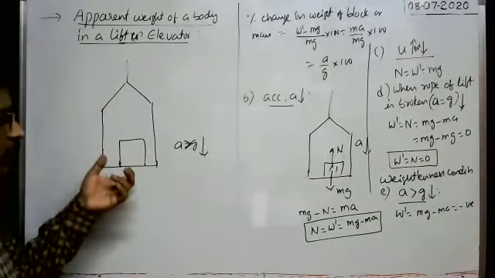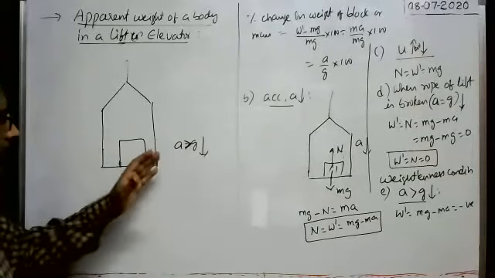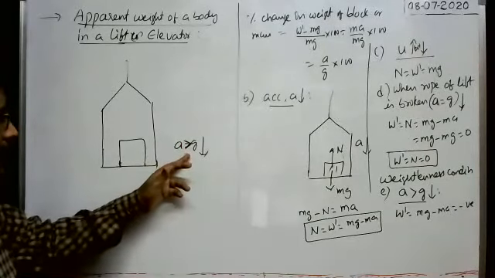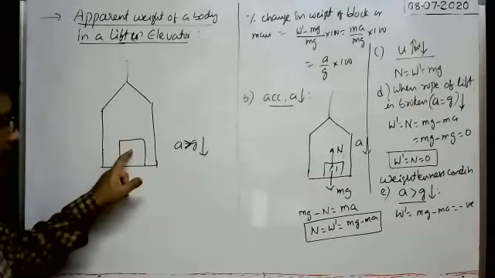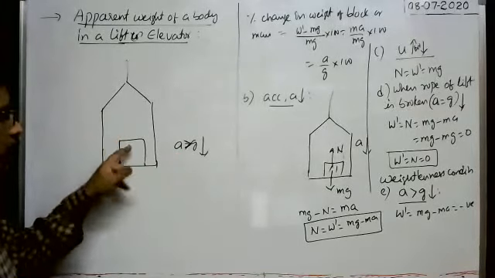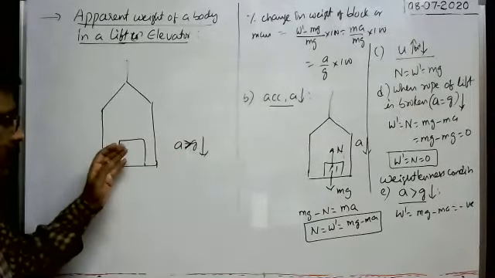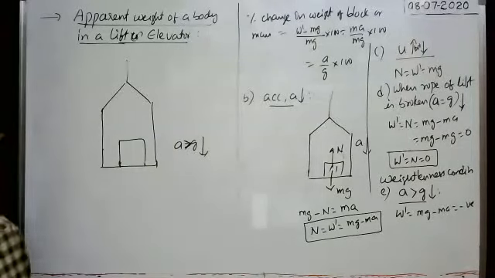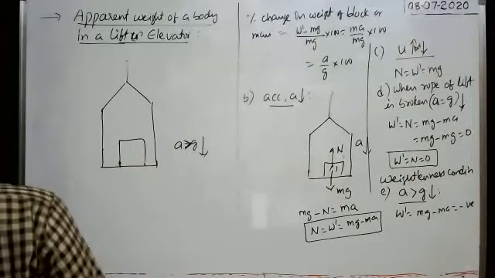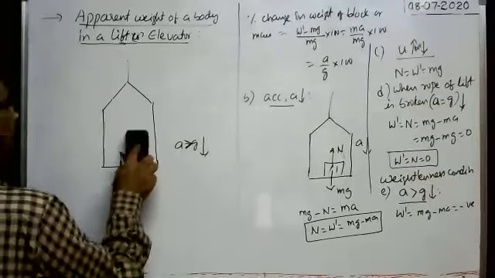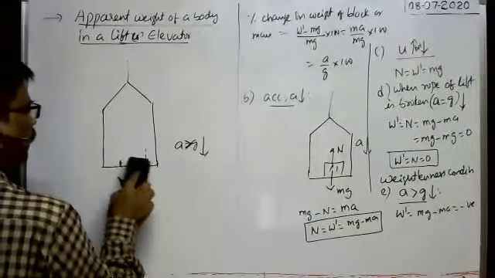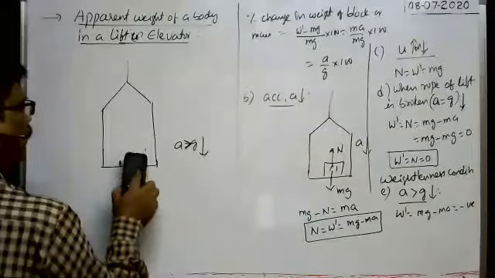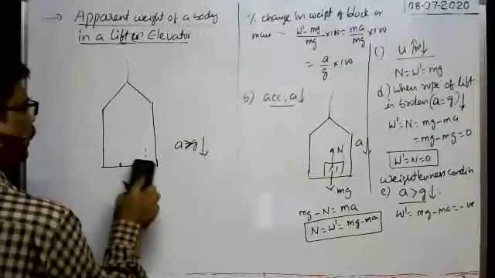Along with the lift we come down because of gravity only. Suppose the lift comes down with an acceleration greater than G. The gravitational force acting on the body is equal to mg only. Due to that, we come down with an acceleration equal to G only. But the lift comes down with an acceleration greater than G. That's why here the block comes down with an acceleration G only, whereas the lift comes down with an acceleration greater than G.